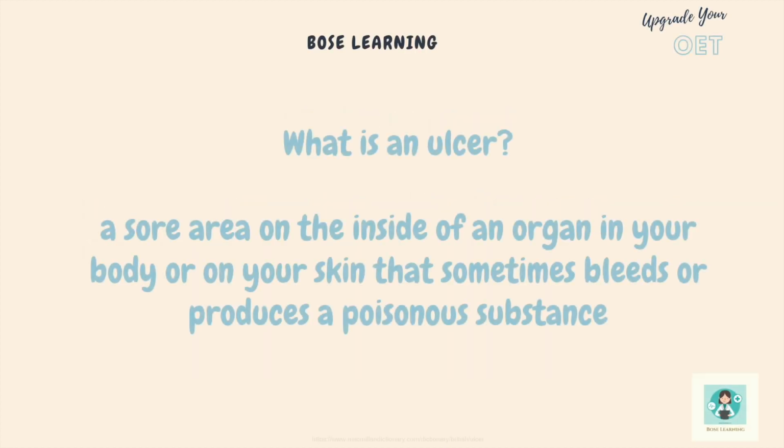Okay, so this is a dictionary definition. As I say, it's from Macmillan, and we would say a sore area. So pronunciation here, sore, a sore area on the inside of an organ in your body or on your skin that sometimes bleeds or produces a poisonous substance. So that's the definition. It's an area that's sore. It could bleed or produce a poisonous substance. Now, in terms of pronunciation, sore, bleeds, and poisonous, poisonous. That's a dictionary definition.